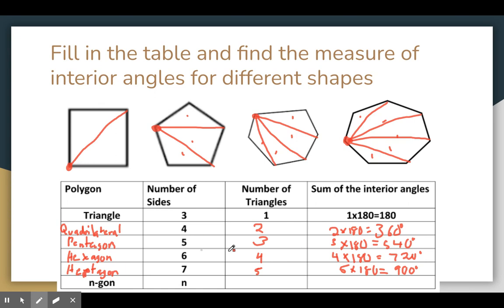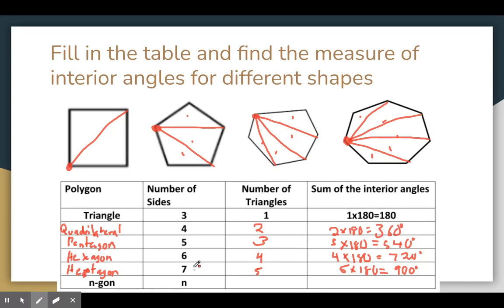So let's see if we can see the pattern here, because n, remember now n is being represented as a triangle, okay? So let's take a look. What is the difference between the number of sides and the number of triangles? Well, if we had 3 sides, that made up 1 triangle. 4 sides had 2 triangles. 5 sides had 3 triangles. 6 sides had 4 triangles.